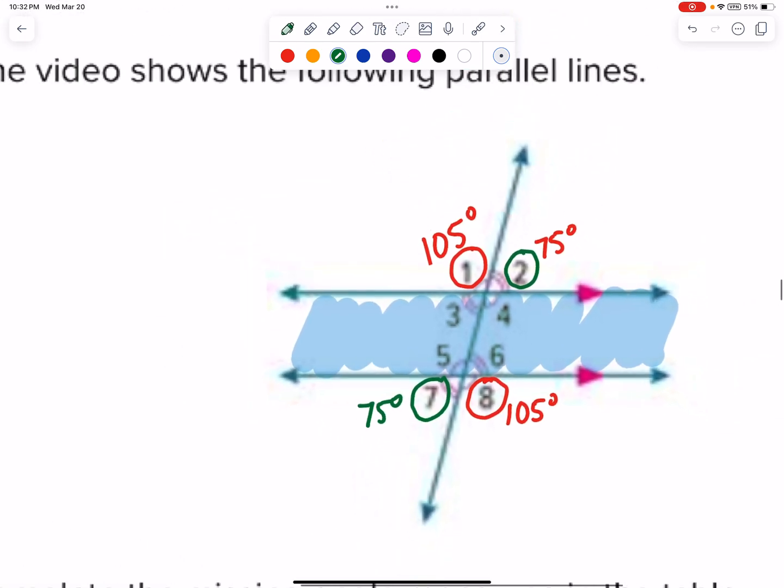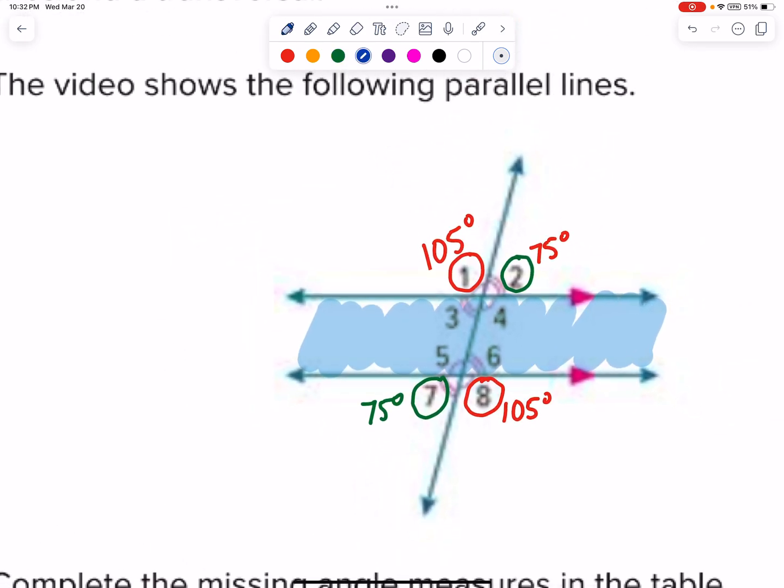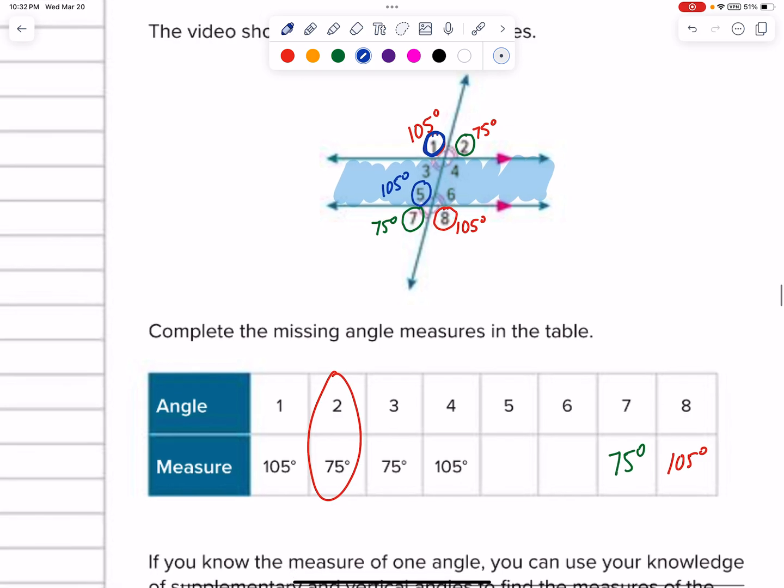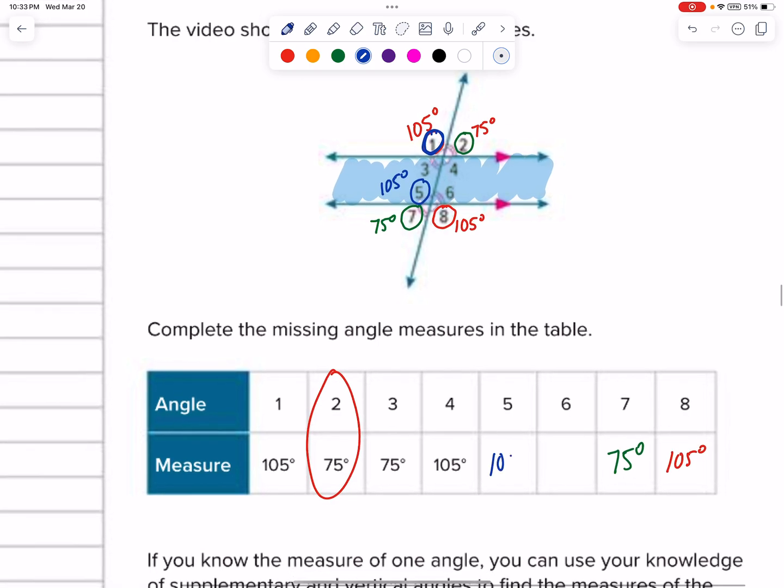Let's go ahead and look back at this 105. Can you find the corresponding, meaning it's in the same position, just a little lower in the parallel lines? Where's the corresponding one? Tell your partner real quick which number that is. All right, if you said 5, you are right. That's the corresponding one. It's in the same position. So number 5 is 105.